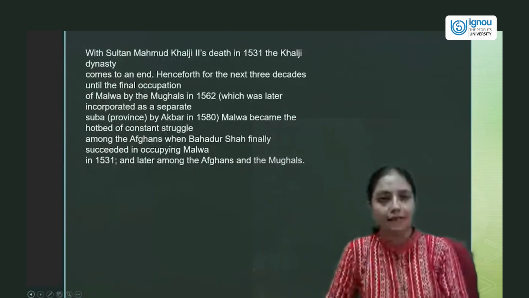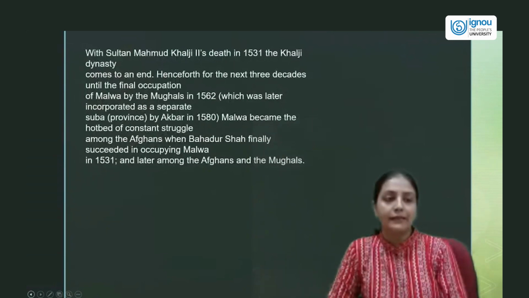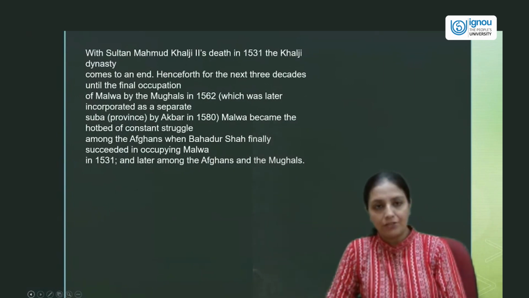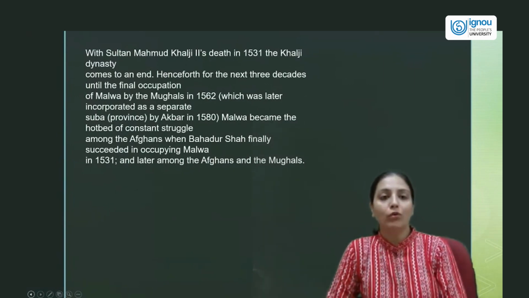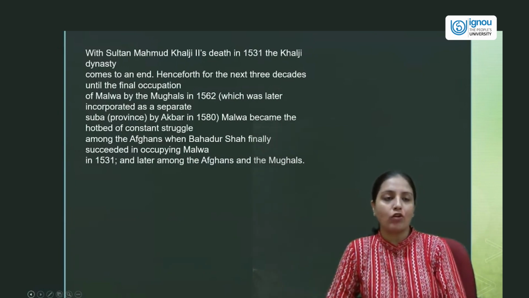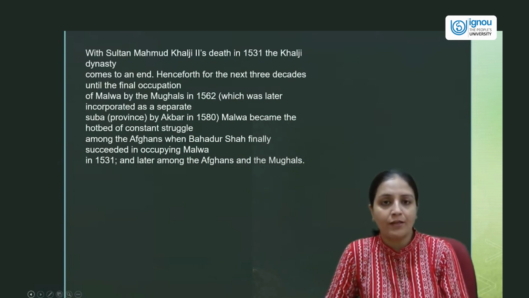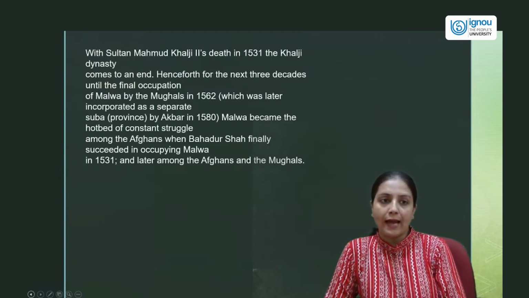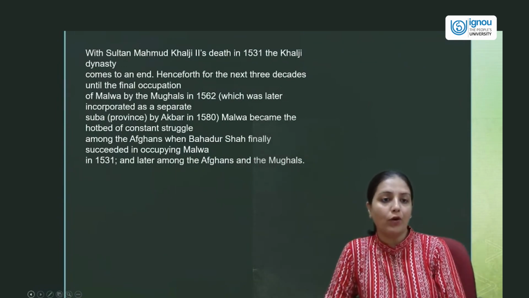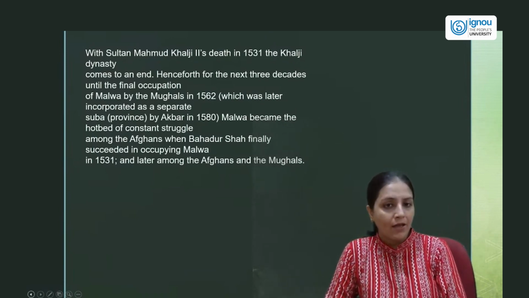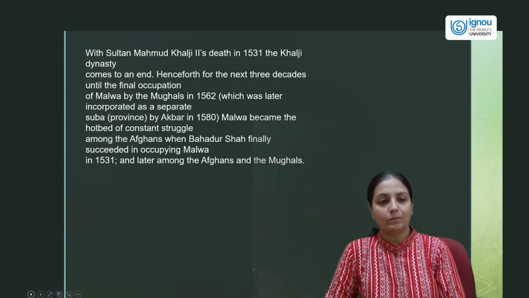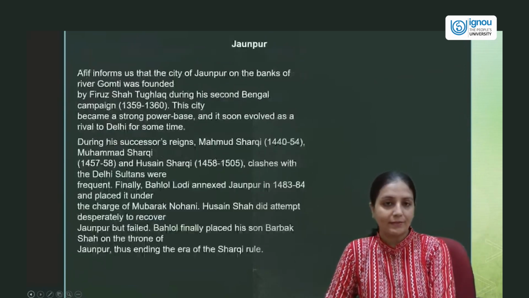With Sultan Mahmud Khalji II's death in 1531, the Khalji dynasty comes to an end. This is the time period of the Delhi Sultanate, and now this is the beginning of the Mughal period. Henceforth, for the next three decades, until the final occupation of Malwa by the Mughals in 1562, and its incorporation as a separate Suba by Akbar in 1580, Malwa became the hotbed of constant struggle among the Afghans, when Bahadur Shah finally succeeded in occupying Malwa in 1531, and later among the Afghans and the Mughals.